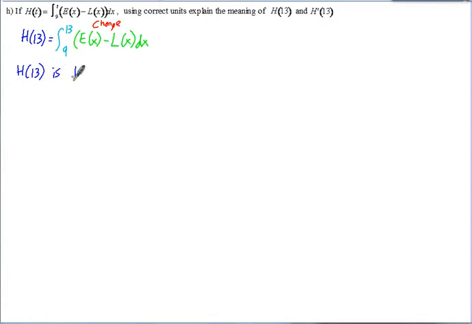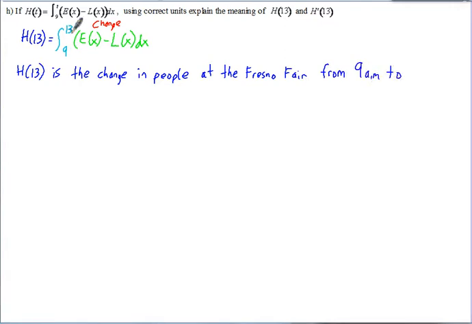is change, and the units are people, in people at the Fresno Fair. And we'd also need to specify from 9, which is 9 a.m., to 13, it's 1 hour after 12, so 1 afternoon is 1 p.m. So that's what the meaning of h of 13 is.